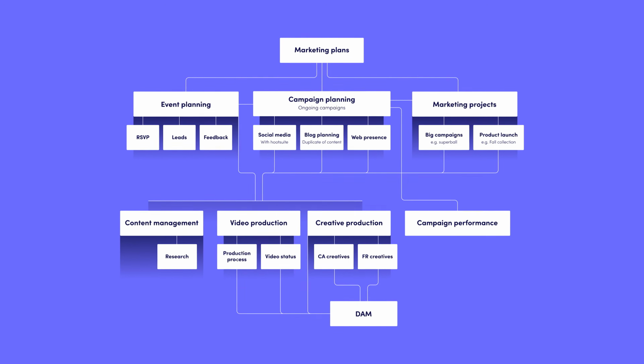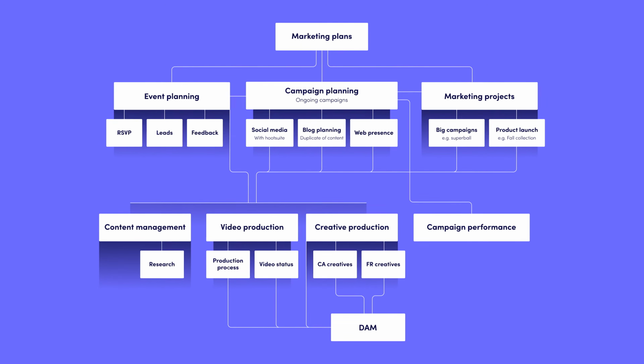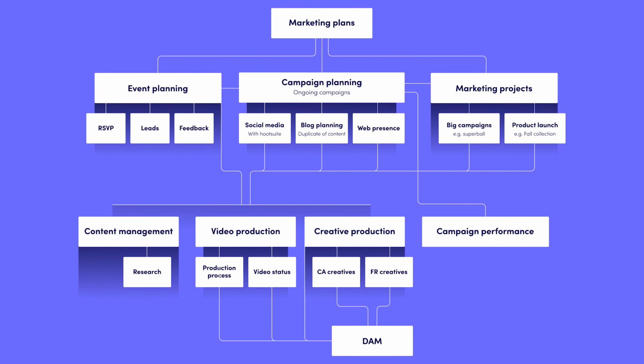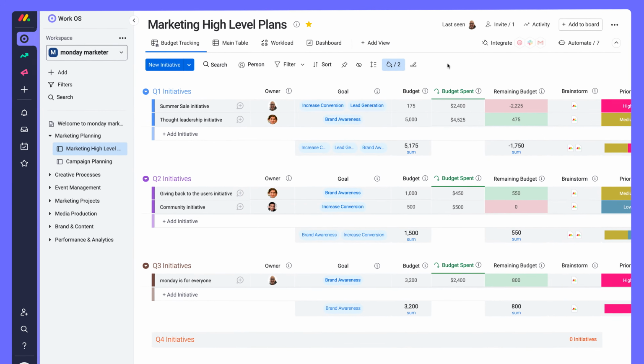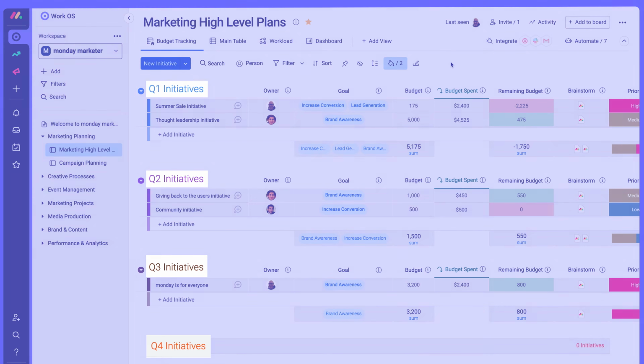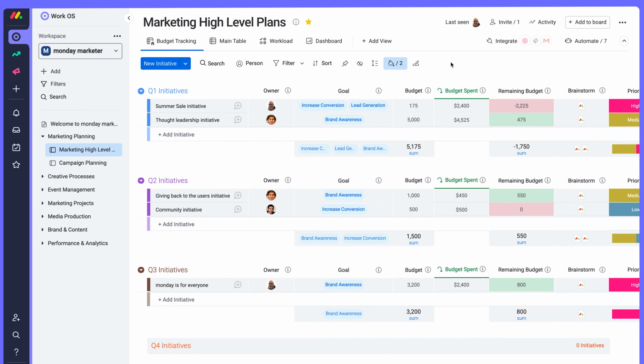We created these boards and folders with a flow in mind, as you can see here. Let's check out how, tied together, they'll optimize your marketing and creative processes. We'll begin with this high-level marketing plan board, your strategic North Star. Here, we've set groups to represent quarters of the year and individual items to show initiatives we want to tackle.